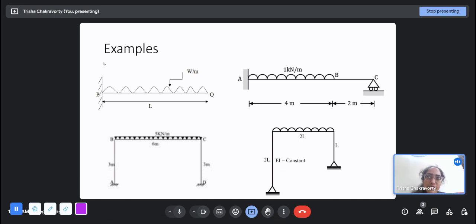Now if the degree of indeterminacy is less than 0, for example, if there was only a hinge support here in this place, then the structure is not stable, because if you apply a load, it will rotate. It will rotate like this, and if there is any kind of global movement, the structure is unstable. And unstable structures are not allowed.